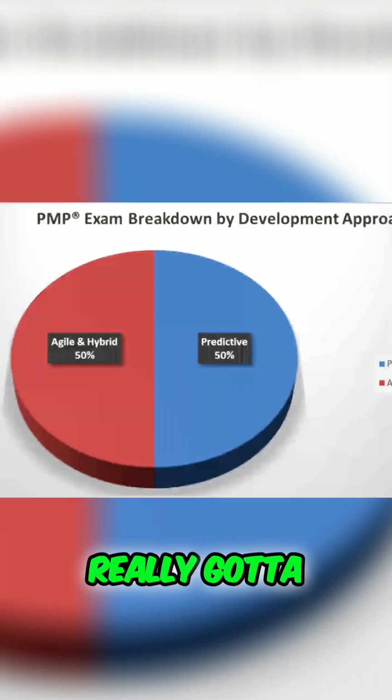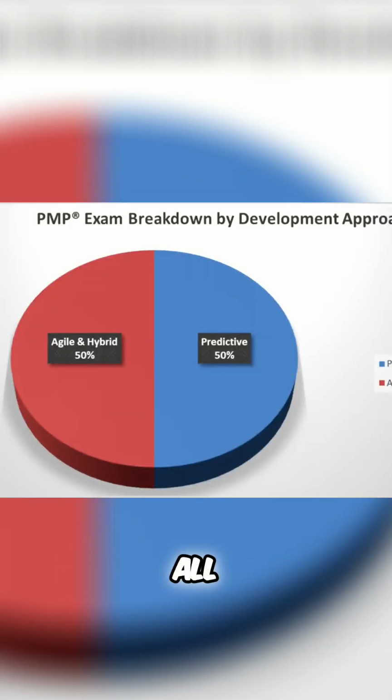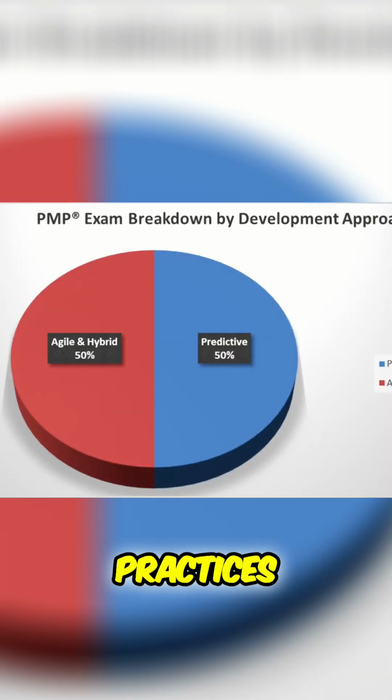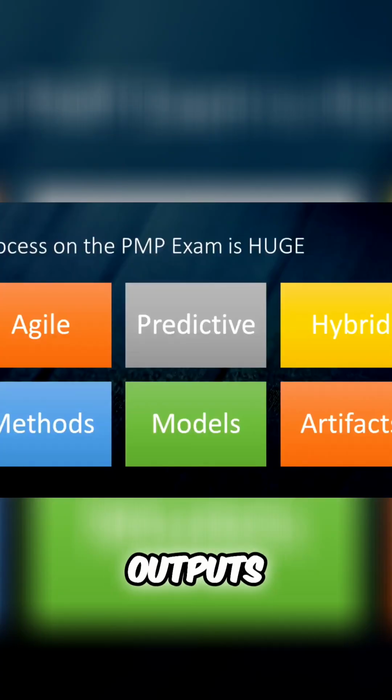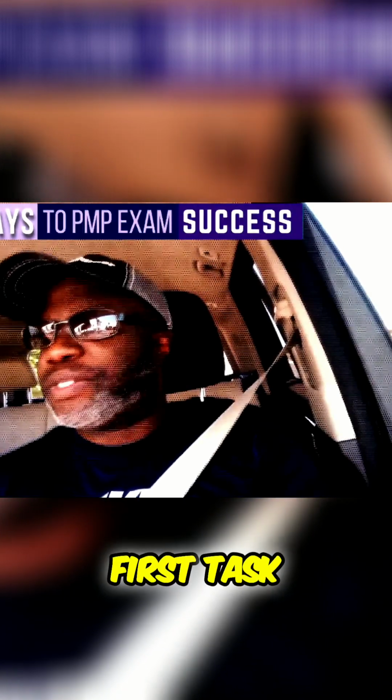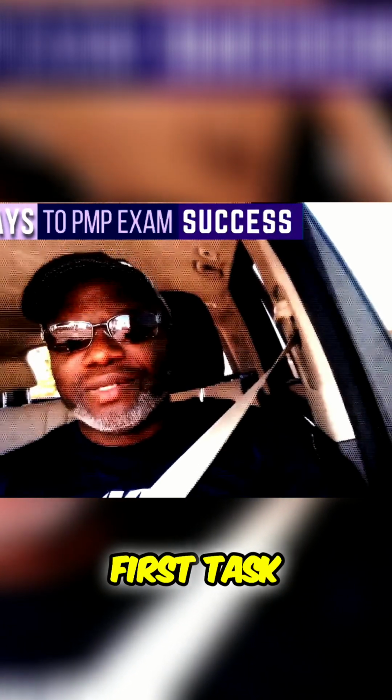So you really got to be good with all of the practices, all of the processes, all of the artifacts, whether you want to call them inputs, outputs, tools, techniques, methods, models, artifacts, whatever you want to call them. You have to be really good with them. So today we're going to start off with the very first task.